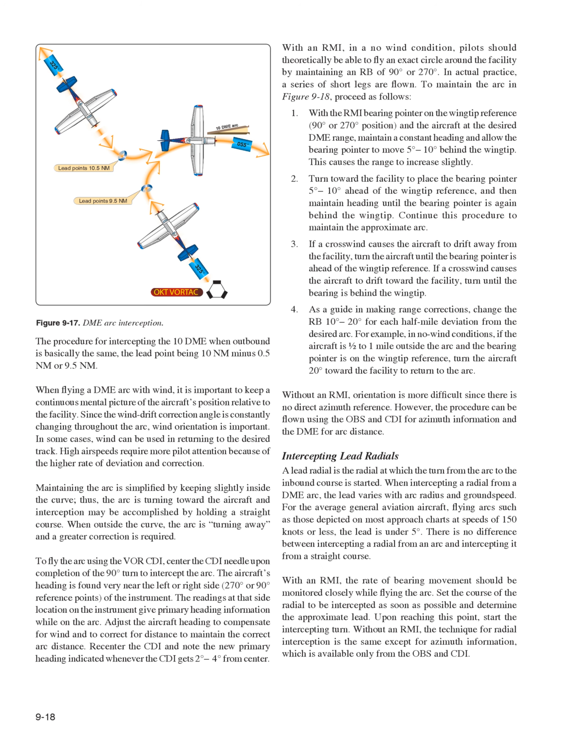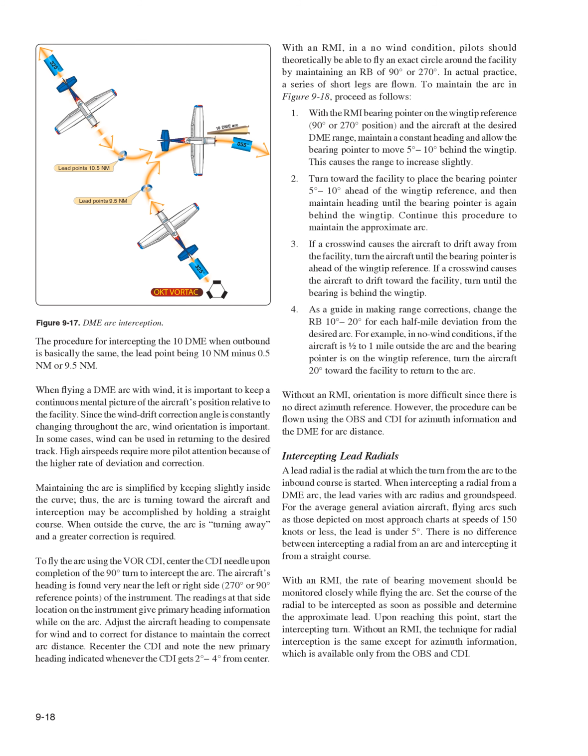The procedure for intercepting the 10 DME when outbound is basically the same, the lead point being 10 nautical miles minus half a nautical mile, or 9.5 nautical miles. When flying a DME arc with wind, it is important to keep a continuous mental picture of the aircraft's position relative to the facility. Since the wind drift correction angle is constantly changing throughout the arc, wind orientation is important. In some cases, wind can be used in returning to the desired track.